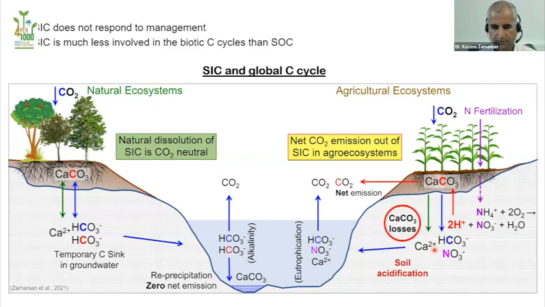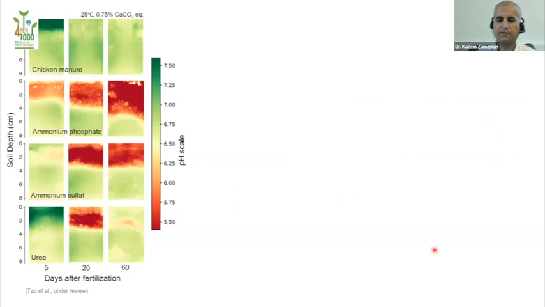However, to have a correct estimation, we need to consider many factors. For example, the effects of different types of fertilizer. This is a recent study that we have done, and we compared different types of fertilizers and the effects of these fertilizers on the acidity production in the soil and the acidity transfer in the soil profile.